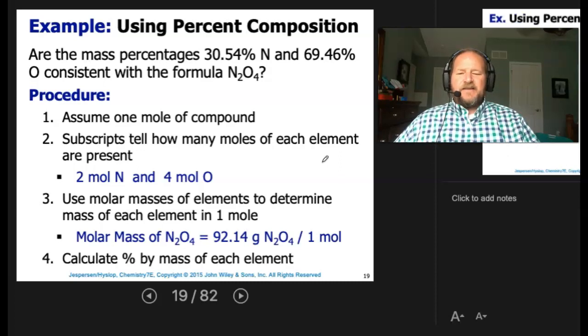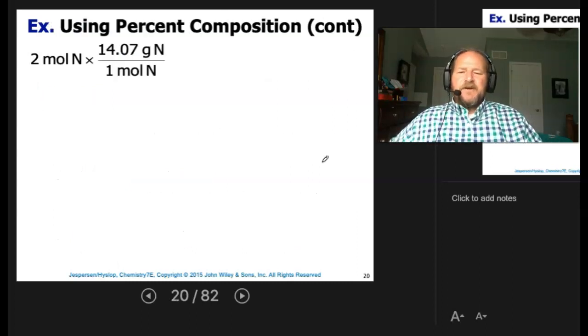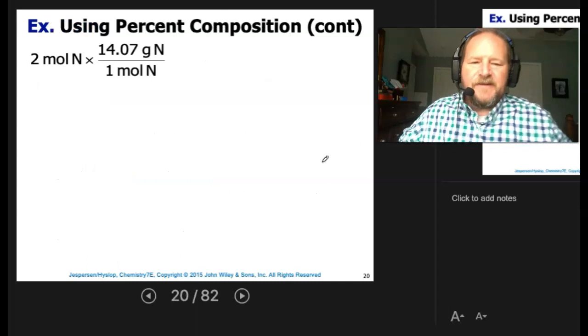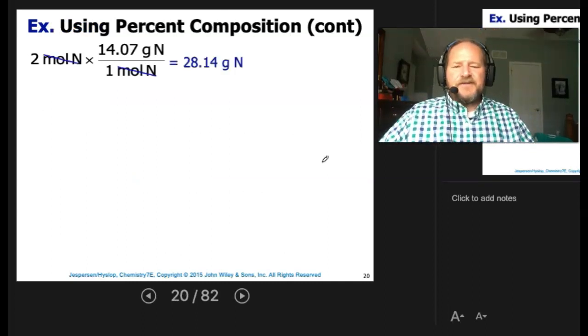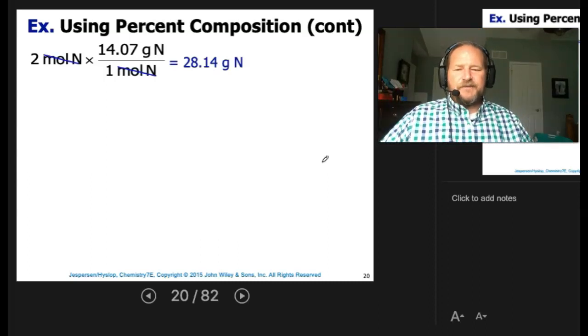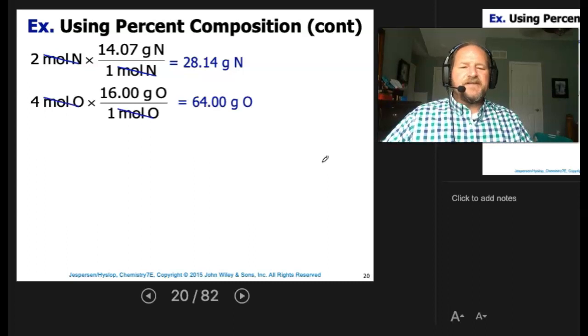Now we're ready to calculate the percent by mass for each element. We know how many moles of nitrogen should be there. We know the total mass of that percentage, right? And we can do the same thing for oxygen. So we know that we have 14.07 grams of nitrogen per mole, and we have 2 moles. So that should give us 28.14 grams of nitrogen. We have 4 moles of oxygen, so that should give us 64 grams of oxygen.